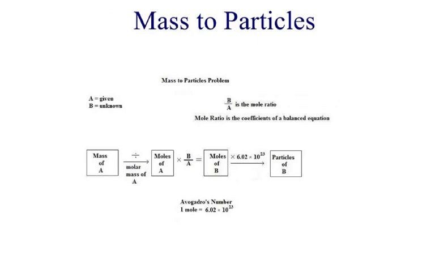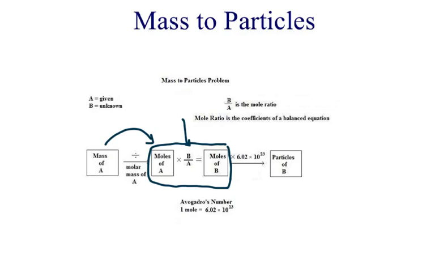Now, you might also have this. I call it mass to particles. And really, the only thing different is the last step. If you look at this problem here, if they give you something in grams, you do what we normally do, change it to moles. Divide by the molar mass of A. And then you do the important part, what I call the bridge. Once you multiply by the mole ratio, that will take you from the known to the unknown.